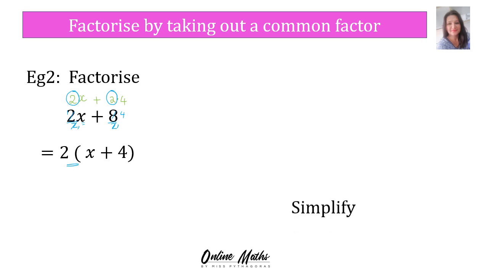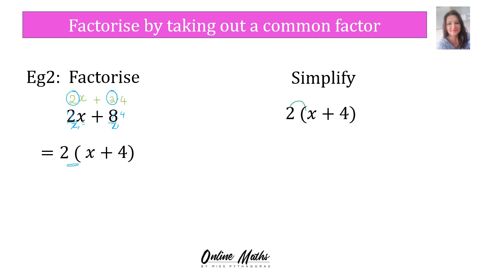And again, let's quickly simplify our factorized answer just to make sure that we were right. We say 2 times x is 2x and 2 times 4 is 8. Yes, we were right.